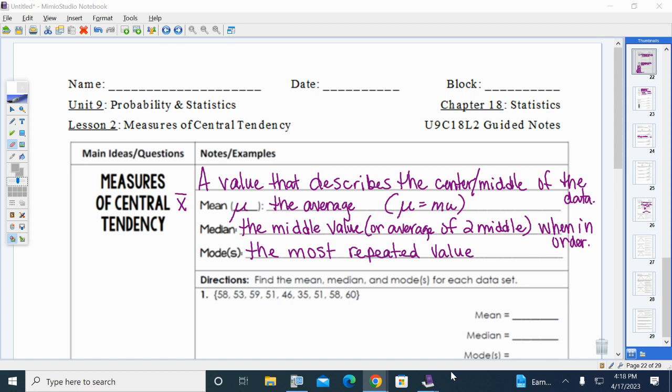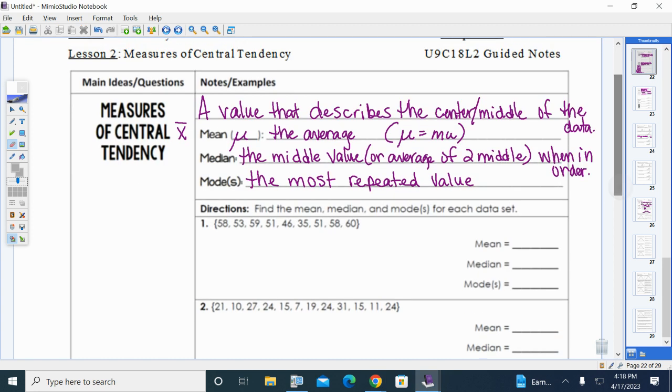The median is the middle value or average of the two middle when the numbers are listed in order. And then, of course, mode is the most repeated value. Now, to find the mean, median, and mode for a data set, it's very simple. If you want to do this by hand, it's very quick and very easy. For the mean, we add all the numbers and then we divide by the number of numbers.